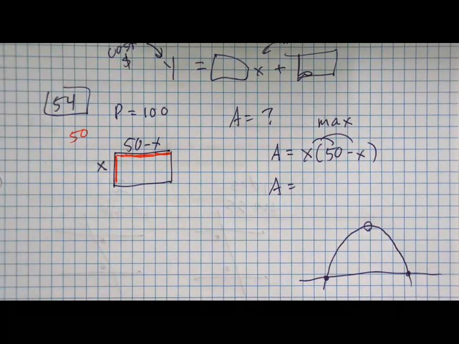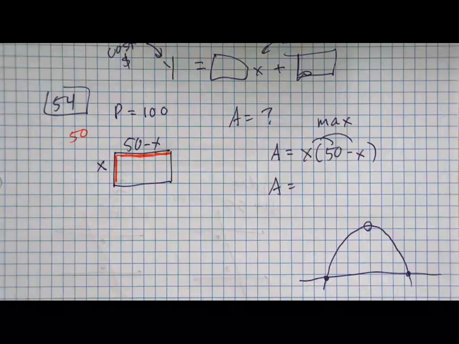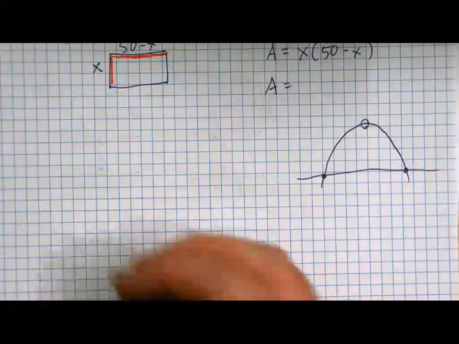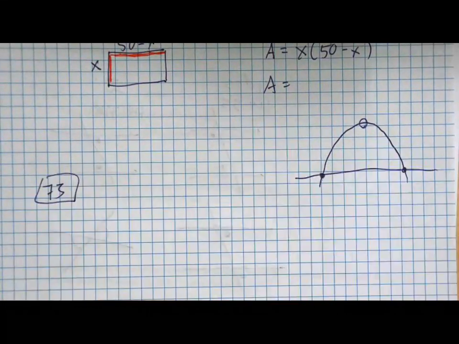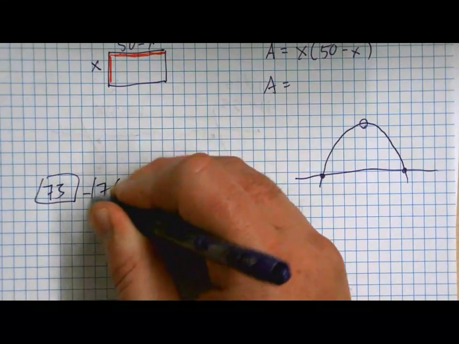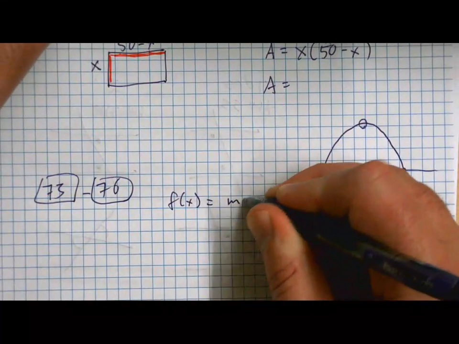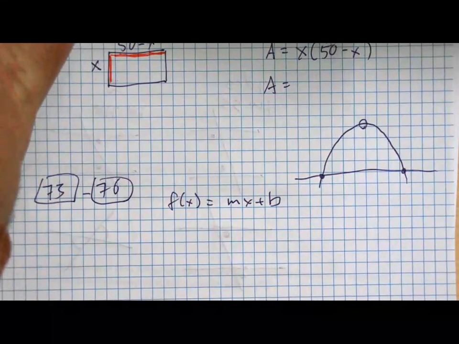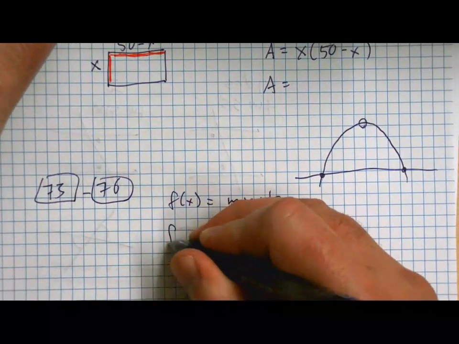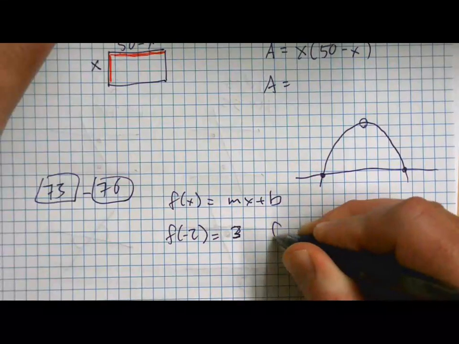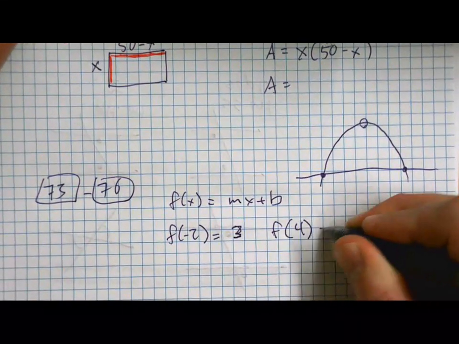All right. There's 54. Let's see, what was the other one? Oh, 73 to 76. Let me write down the information from 73 to 76 that you would need. This was given in the instructions. They told us that f of x is equal to mx plus b, so they're telling us it's a linear function. And they're telling us that f of negative 2 equals 3, and that f of 4 equals 1.